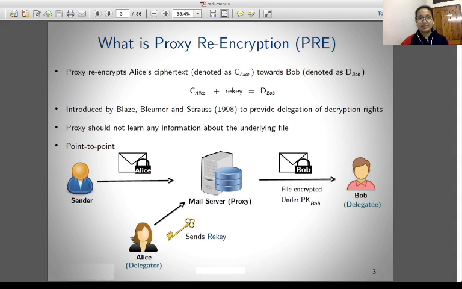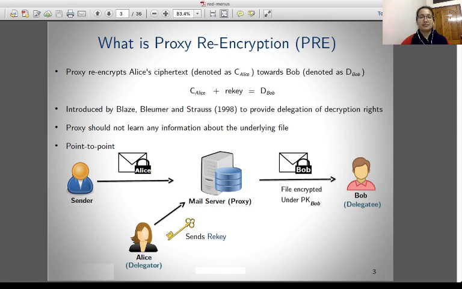So what is proxy encryption? Proxy encryption is a cryptographic primitive which enables transformation of ciphertexts under one public key towards another public key with the help of a third party called a proxy. So the proxy re-encrypts a user Alice's ciphertext towards Bob so that Bob can decrypt it using his own secret key. This primitive was introduced by Blaze, Bleumer and Strauss in 1998, and what is important to note here is that the proxy should not learn any information about the underlying file.